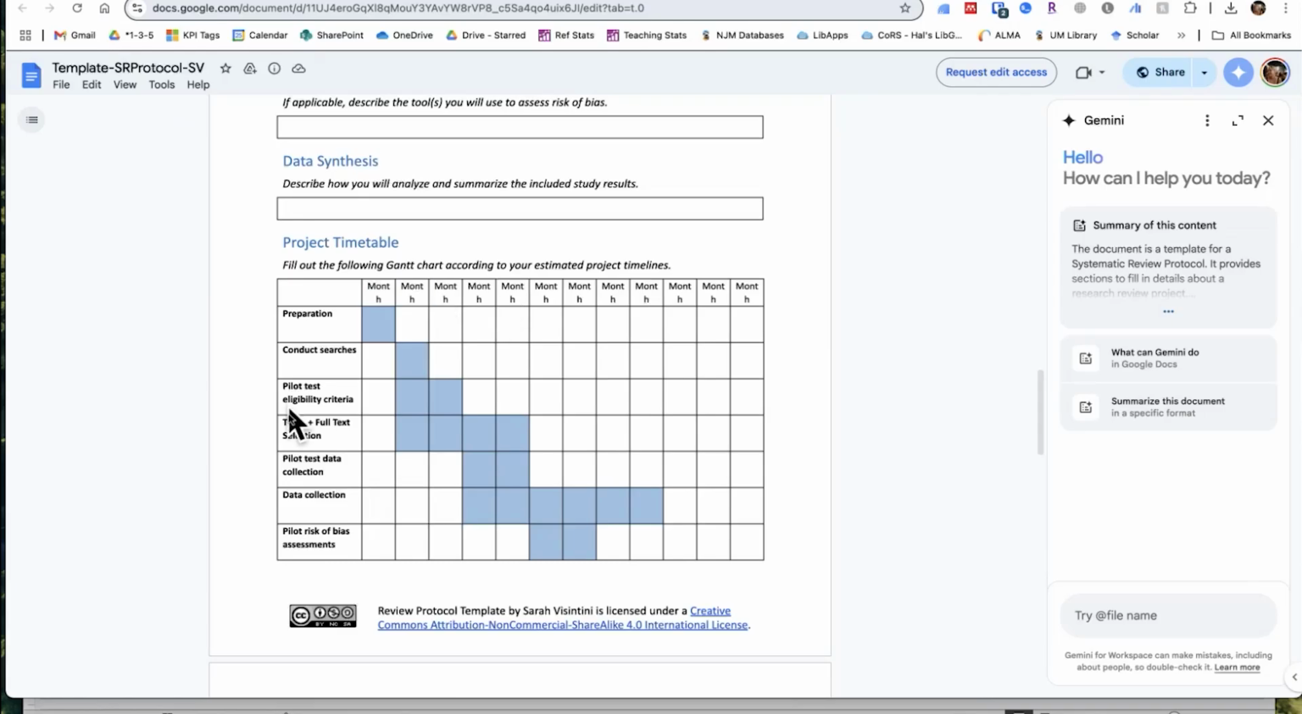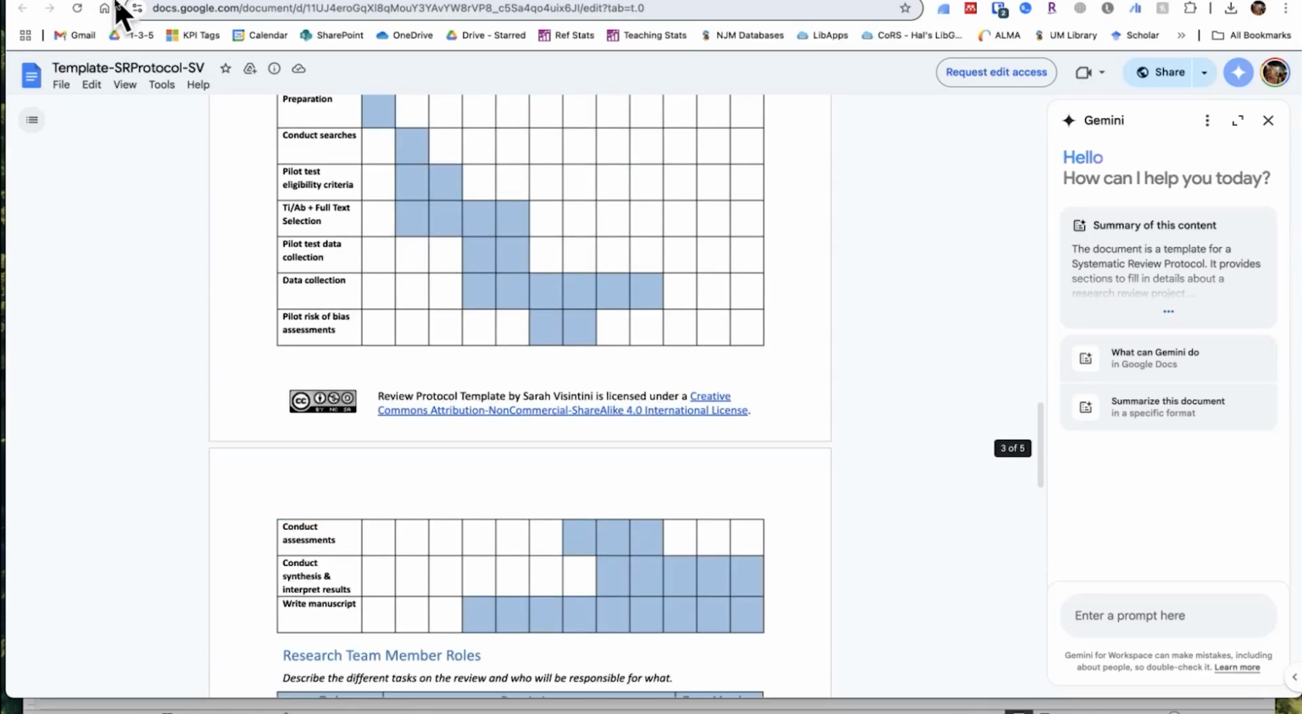This is often quite common as well, having a Gantt chart just to show when you hope to be done certain parts of the project.